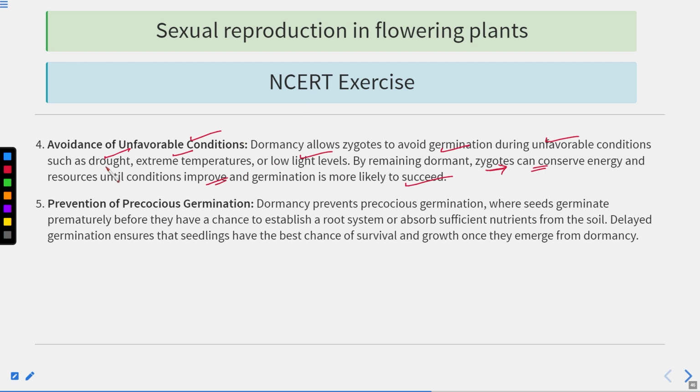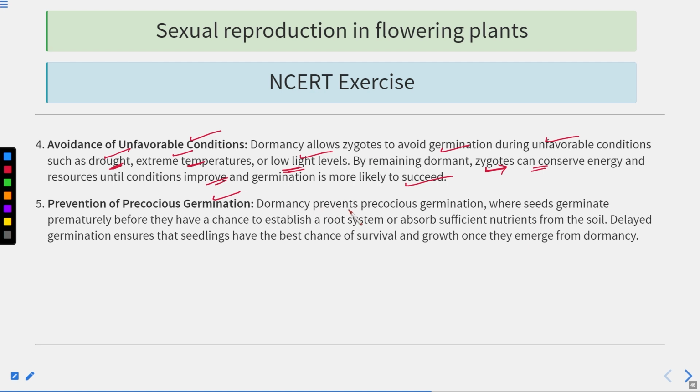So you can see these are unfavorable conditions: drought, lack of water, a lot of sunlight, extreme temperatures, high temperatures or cold temperatures, and low light levels. These are all unfavorable conditions, and whenever favorable conditions appear, then the zygote will again be active.